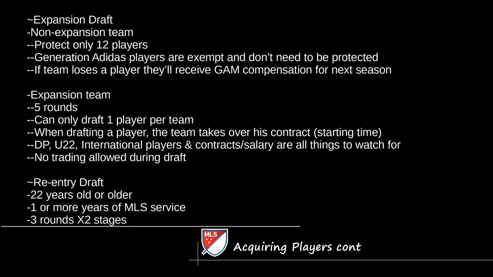Now, if you're the expansion team, then there's 5 rounds to this draft. You can only draft 1 player per team, and when you draft a player, you take over that contract. So keep in mind, if they're a designated player, under 22, international player slot, whatever, they become yours. And if they're DP, then they're your DP. So just keep that in mind when you're going through the expansion draft. All right. Also, unlike every other draft, there is no trading allowed during the expansion draft. You can trade after and you can trade before, but you can't trade during the draft.